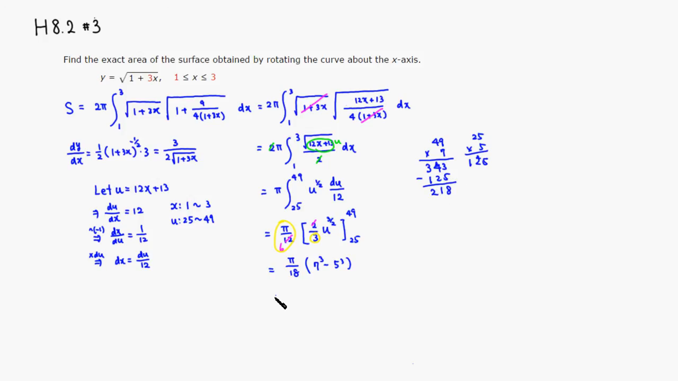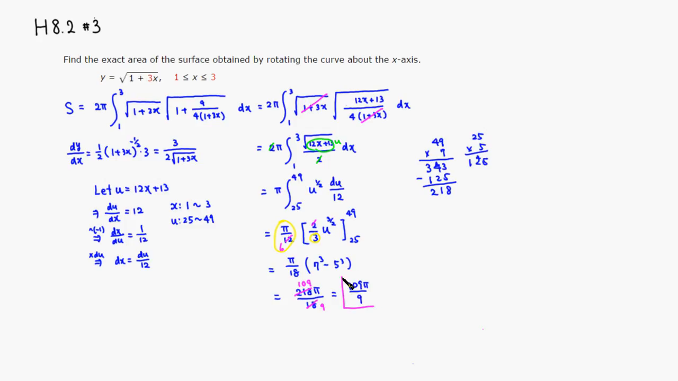So this is going to be 218 pi over 18. Actually, you can divide through by 2, so that'll be 109 over 9. And I think that's about it. So this is 109 pi over 9.